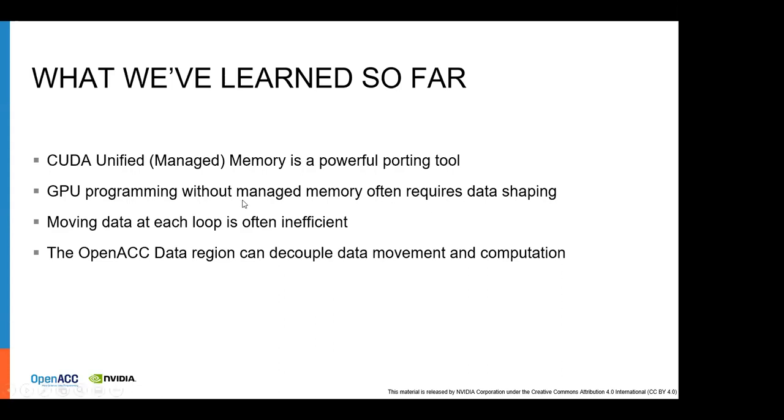If you are not using managed memory, then you have to use data directives and be careful with data shaping. Generally speaking, moving data at each loop, at the loop level, is not efficient. So with the OpenACC data region, you could decouple data movement and computation. And I think this is something you need to keep in mind.